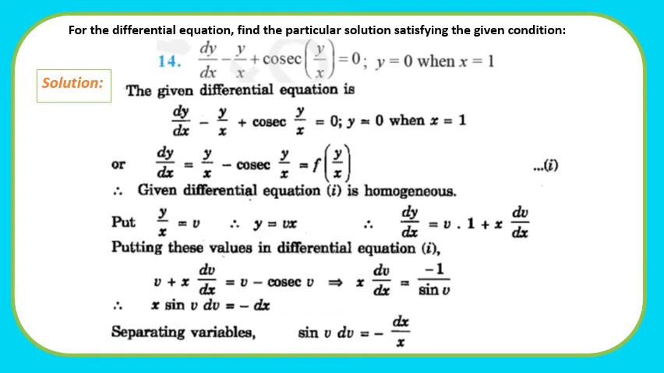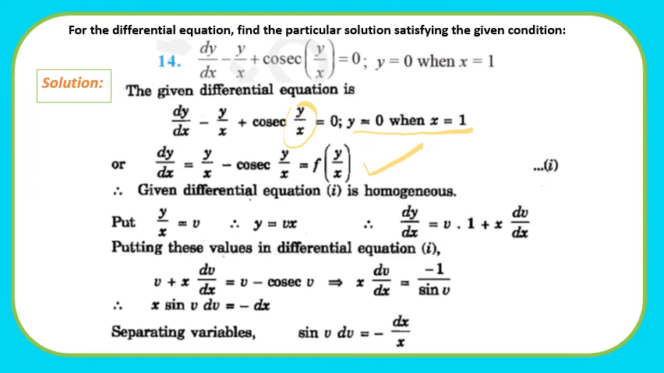Moving to question 14. For the differential equation, find the particular solution satisfying the given conditions. The differential equation is dy upon dx minus y upon x plus cosec y upon x equals to 0, and the conditions are y is equal to 0 when x equals to 1. So since y upon x is already given, we need to find dy upon dx again. So dy upon dx becomes y upon x minus cosec y upon x, and it is clearly a function of y upon x. Therefore it is a homogeneous differential equation.